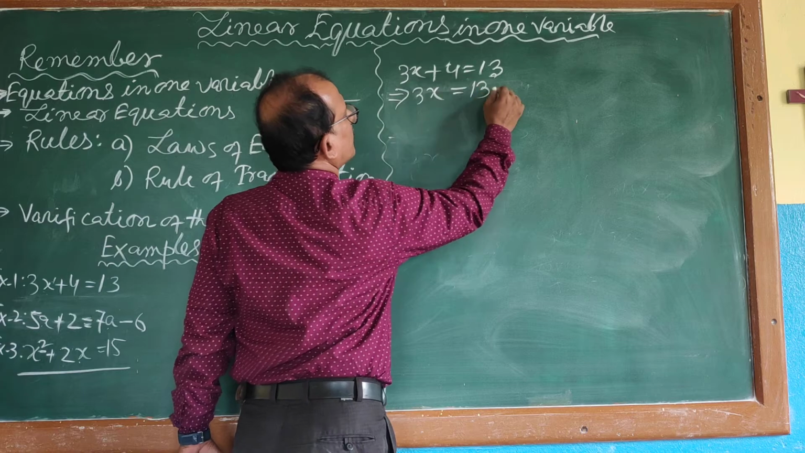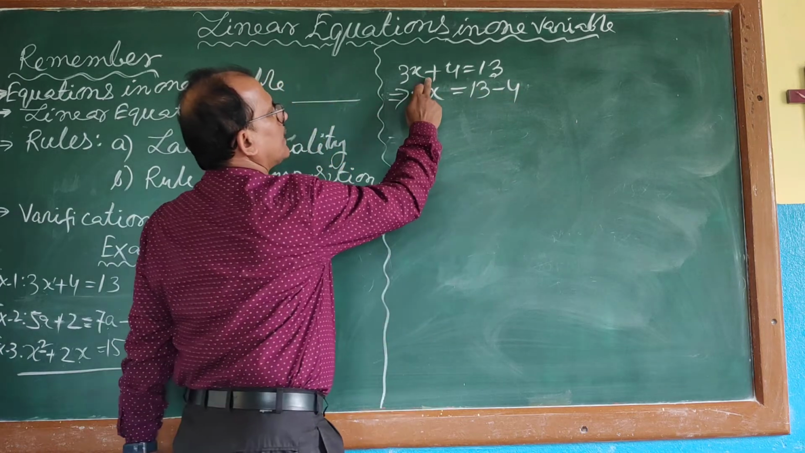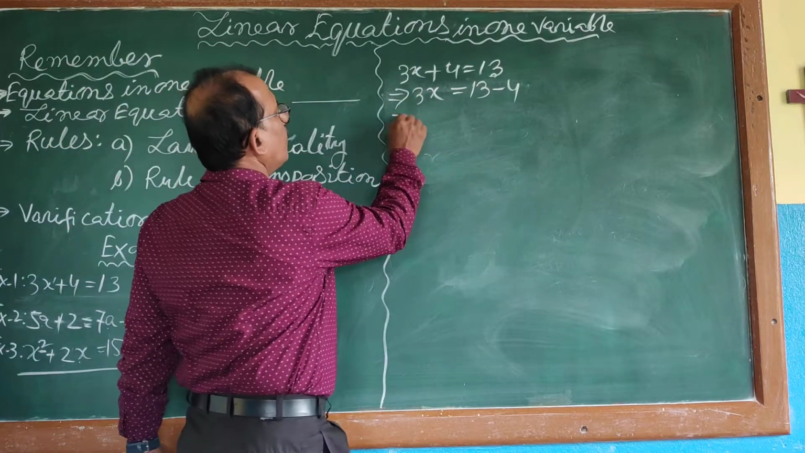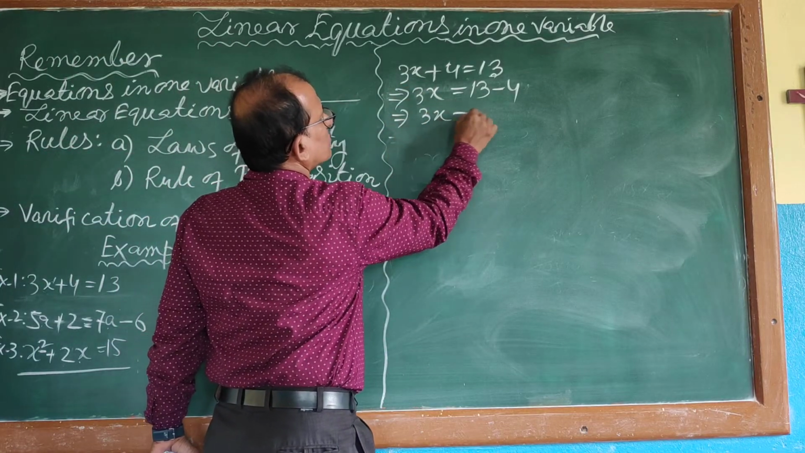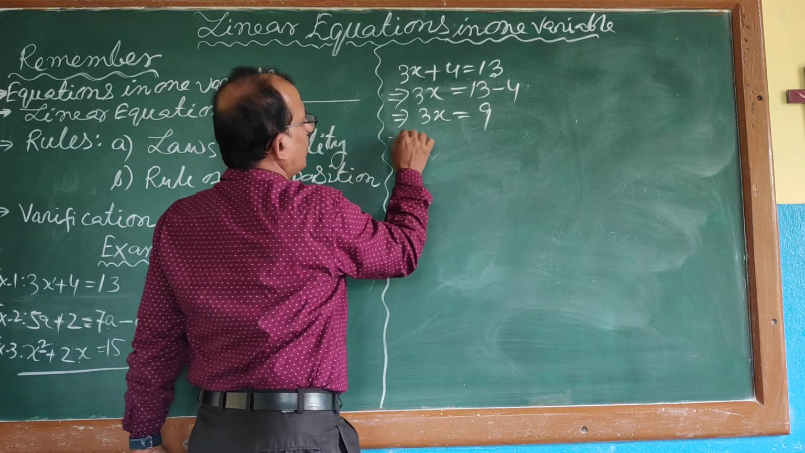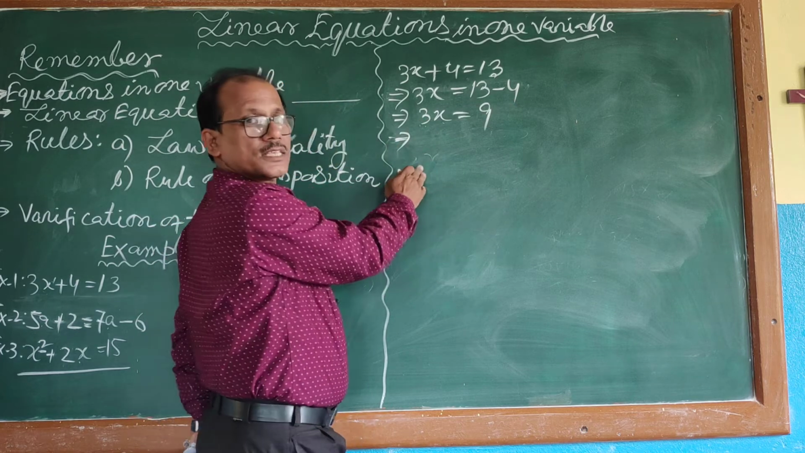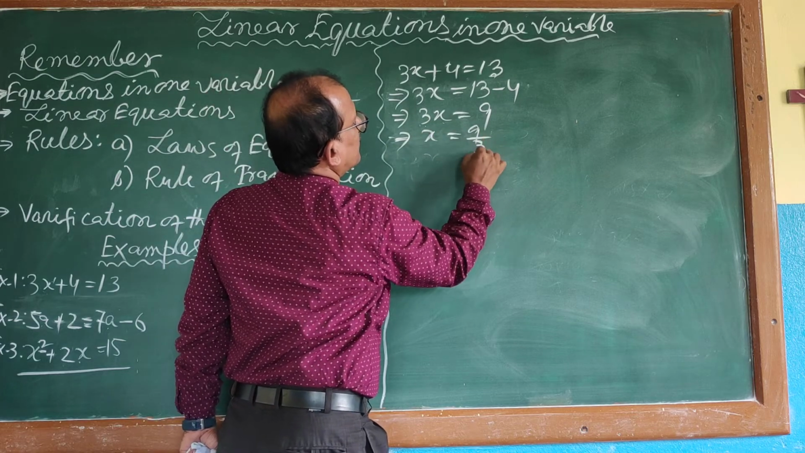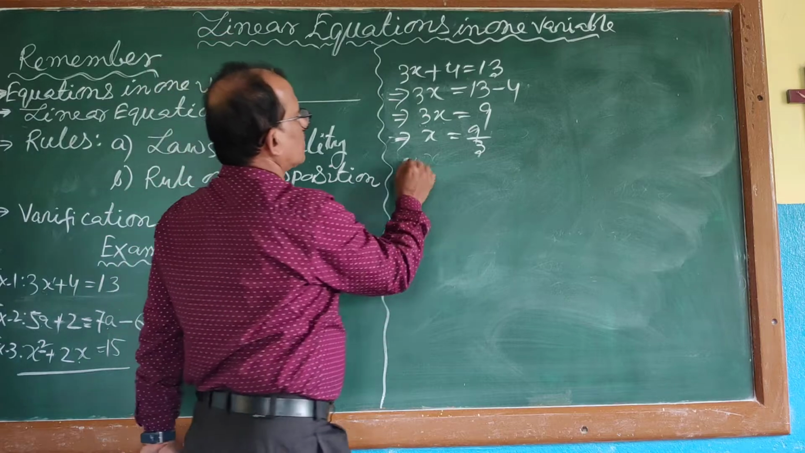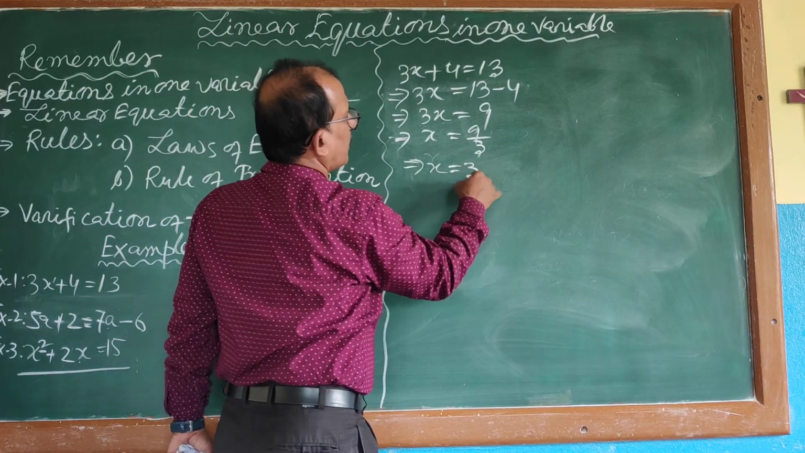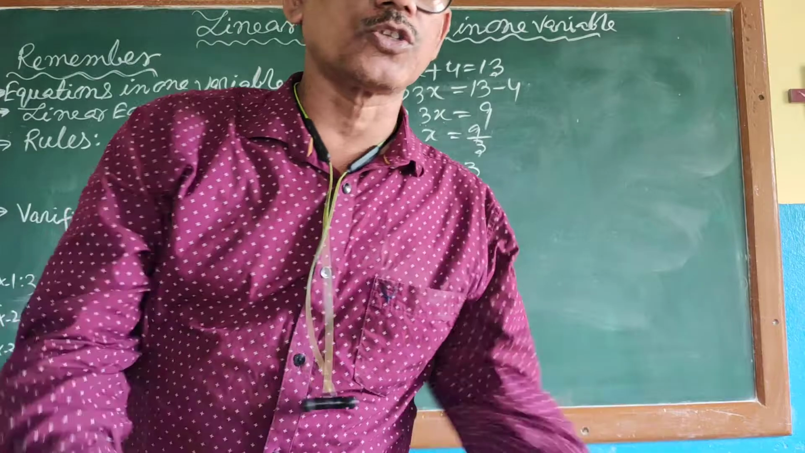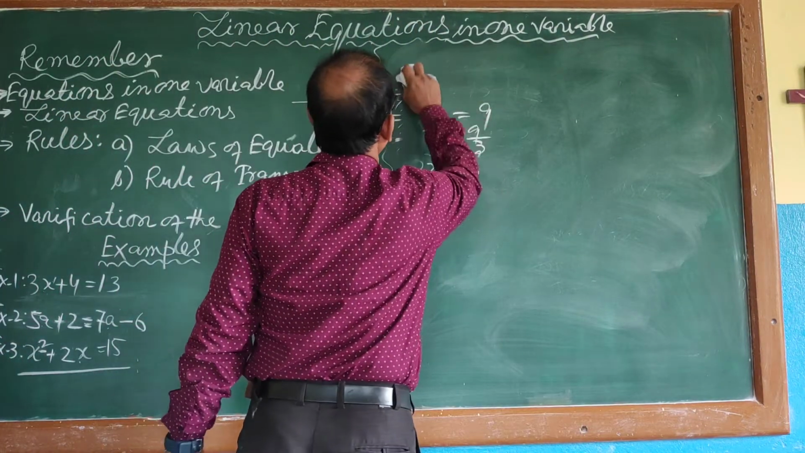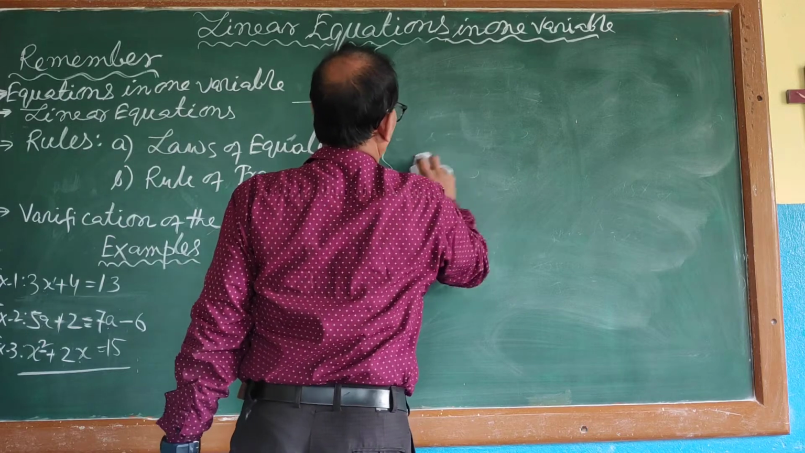I am transposing this 4, so if it goes to that side, it will take the opposite sign. It was plus, so it will become minus 4. Now, keeping this side, 13 minus 4 gives 9. Now, this 3 is multiplied with x, obviously, so I will transpose it to the other side to be divided. Divided will be written as the denominator. Now that x value will be 3. In the laws of equality, the x value was 3, and now also the x value is 3. Could you understand? These are the two ways you can solve the linear equation.